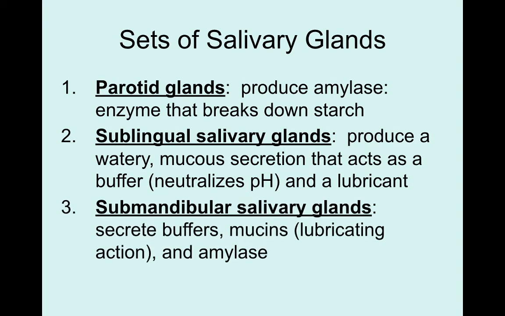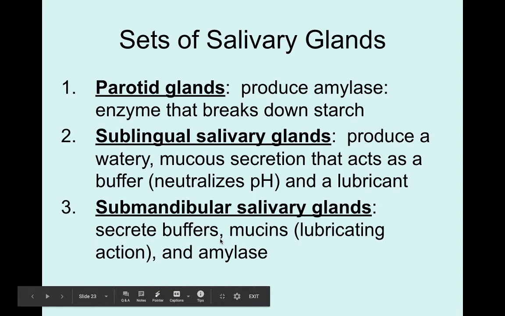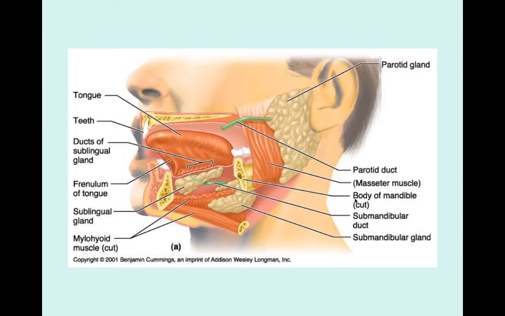And then the submandibular salivary glands are going to be more below your mandible, or your jawbone, and they are going to do both of the things that the parotid and sublingual salivary glands do. So just another gland doing the same thing. It's secreting buffers, mucins, which are like the mucus and have a lubricating action, and also that amylase that breaks down starch.